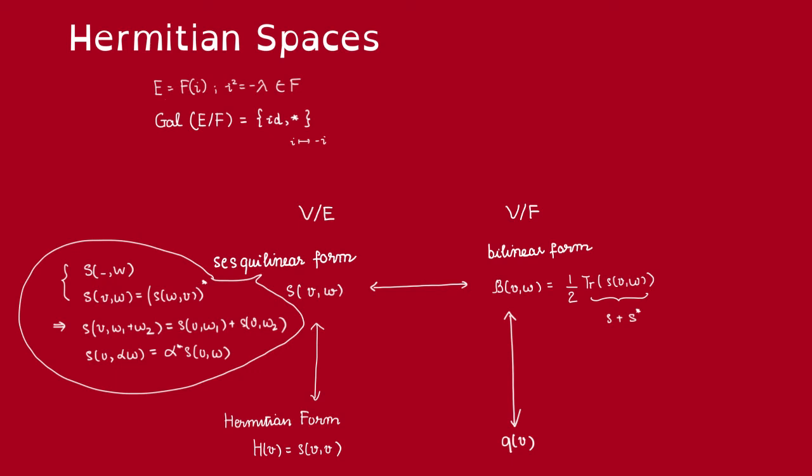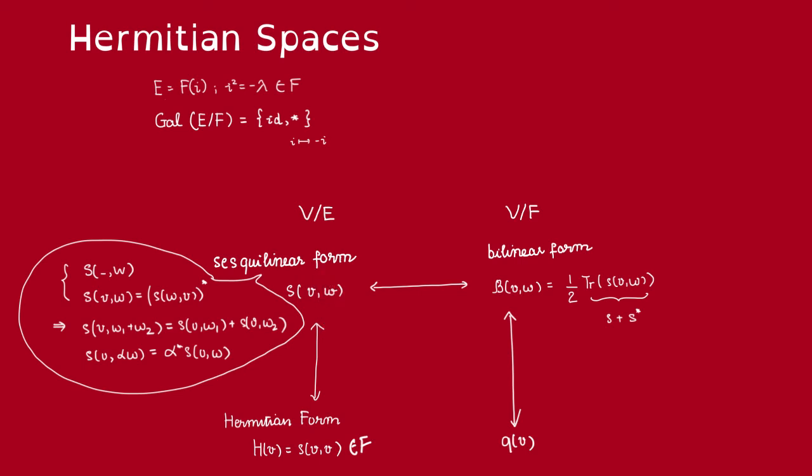Now just like how we can get a quadratic form from a bilinear form, we get a Hermitian form from a sesquilinear form in this way. And though the sesquilinear form takes values in E, the Hermitian form actually takes values in F. From the Hermitian form, we can recover the sesquilinear form uniquely.